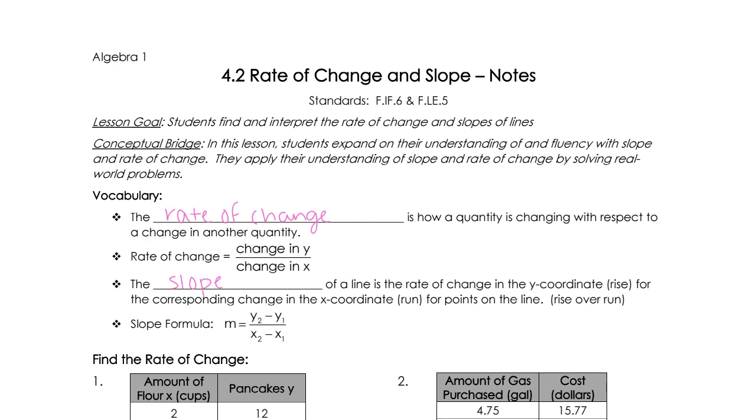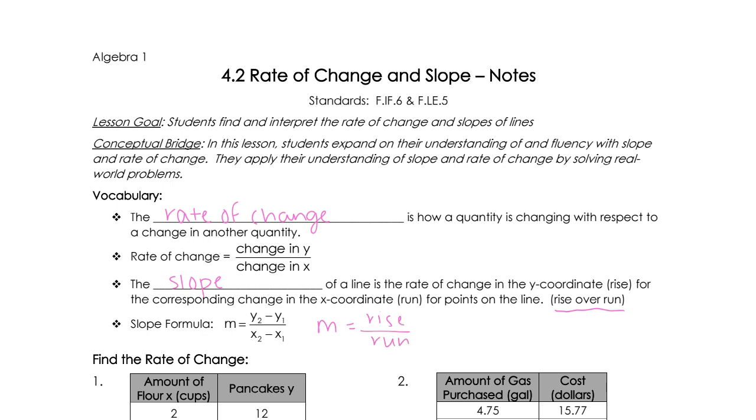And then similarly for slope here, we have the slope of a line is the rate of change in the y coordinate or rise for the corresponding change in the x coordinate or run for points on the line. So right here, hopefully when you see rise over run, that is familiar to you. We have our slope formula here. M equals, remember M represents the slope, y2 minus y1 over x2 minus x1. You can also say that M equals rise over run. It's the exact same thing.